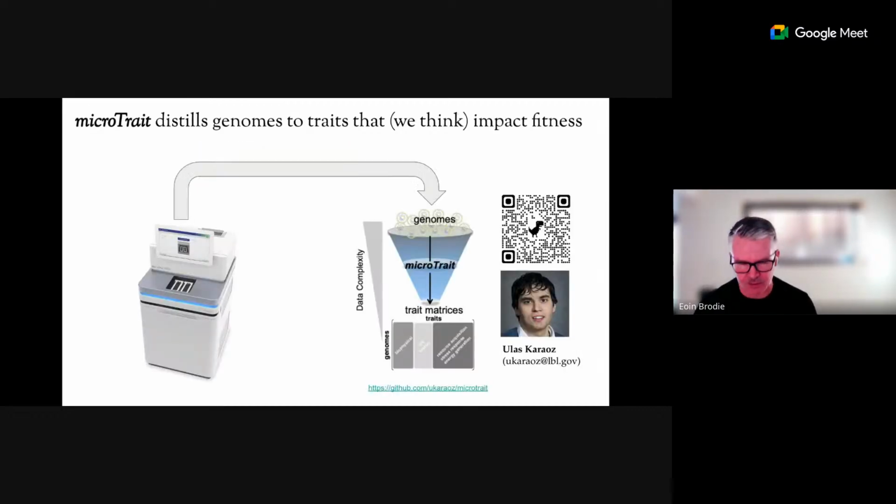So the first step here is reading the owner's manual, reading the genome of microbes. And the approach we use here was developed by Ulas Karaoz. This is a bioinformatics workflow called microtrait. And microtrait distills genomes into traits. And these are traits that we believe are important for the fitness of microbes. But of course, this is our knowledge base of what traits are important, and their genomic basis is continuously expanding.